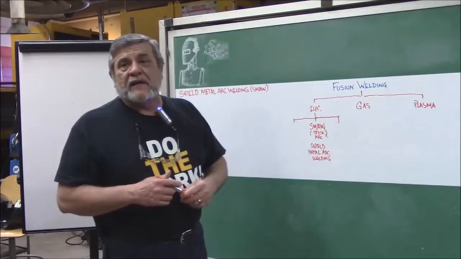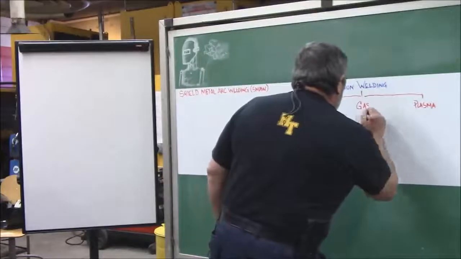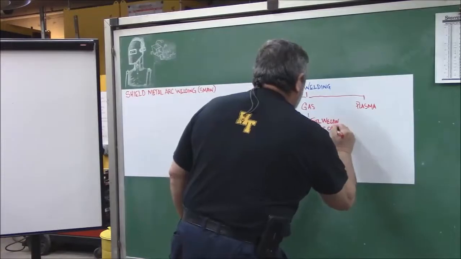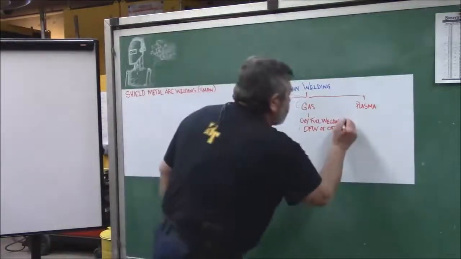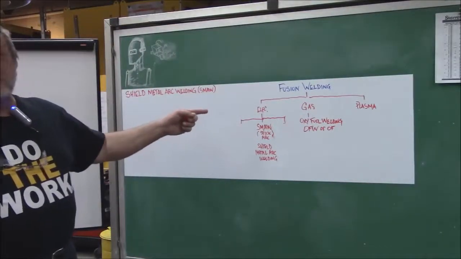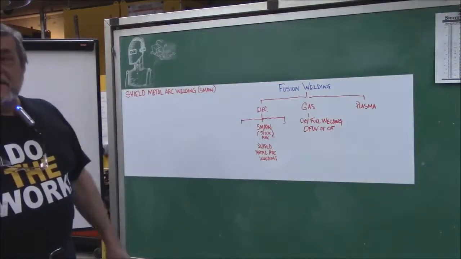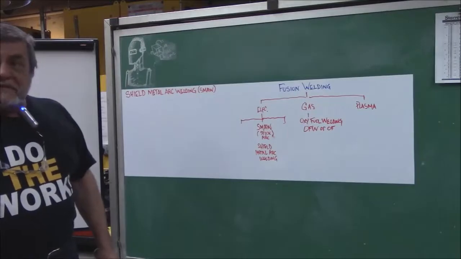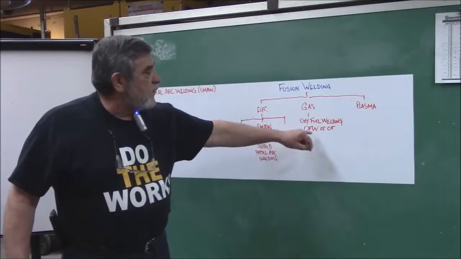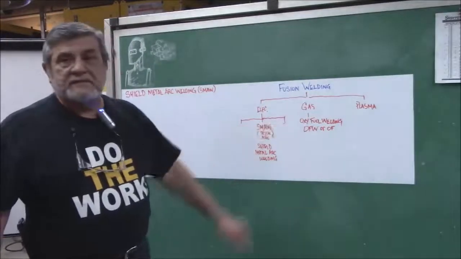The second process that we want to talk about is gas processes. The gas process that we use here is oxy-fuel welding. Now, what goes along inside the oxy-fuel welding is cutting, brazing, soldering. So this is called OFW or OF, which is oxy-fuel. That's your oxy-fuel welding.